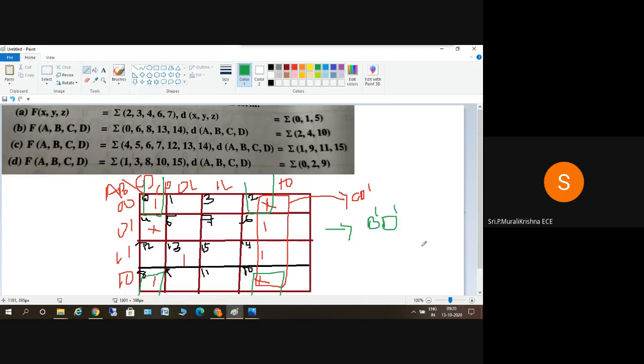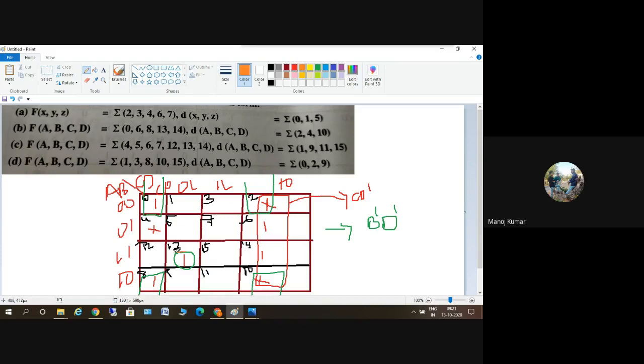So use don't cares maximum. Use the don't care only if grouping becomes possible. Look here, here we use the don't care because it is forming a quad. Okay, and we are left with one term, which cannot be grouped with anyone. So it cannot be grouped with anything, right? Can it be grouped with anything?